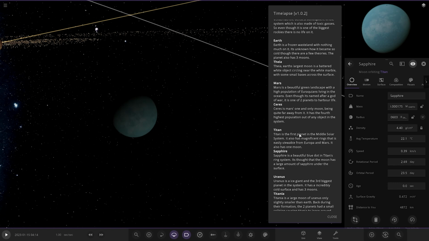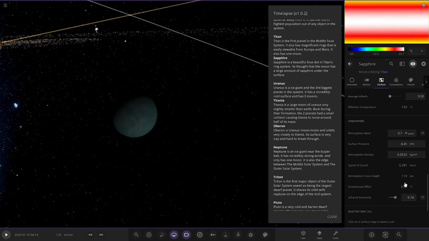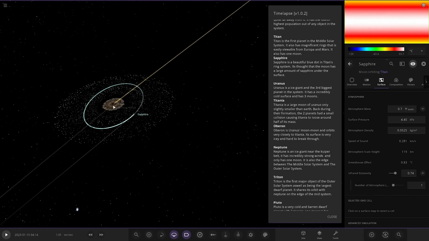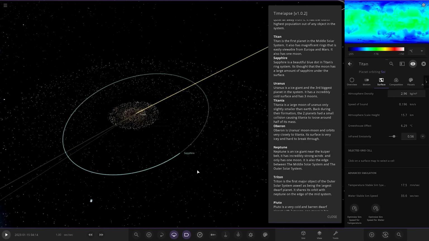Titan, there, first planet of the middle solar system. It's easily viewable from Europa and Mars. It has one moon, Sapphire, a beautiful blue dot in Titan's ring system. It's thought that the moon has a large amount of sapphire under the surface. Interesting. Okay, it's 22 degrees, so it must have a pretty heavy atmosphere here. Only one, eh? Interesting how that's got its temperature. And then Titan there sticking with the rings of Saturn, I guess, so interesting.